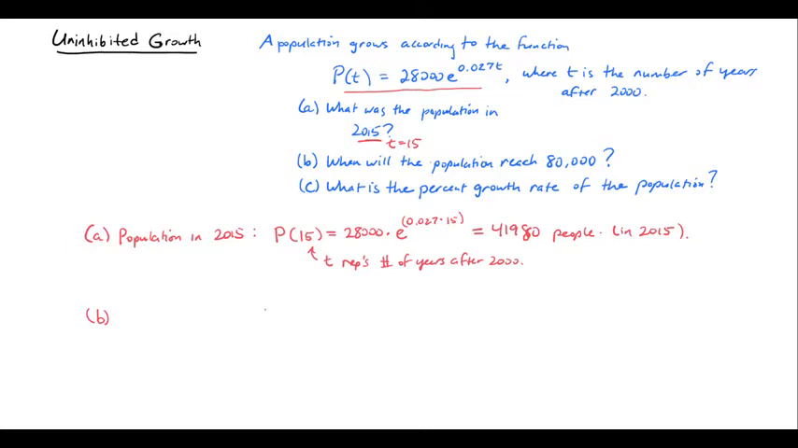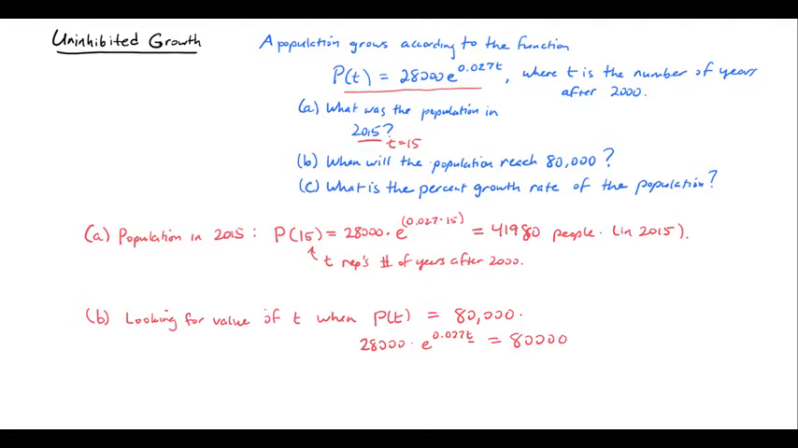Let me write this down. Looking for a time, for the value of t when P of t equals 80,000. All right, but we're given a formula for P of t. That formula is 28,000 times e to the 0.027t, and we want all of that to equal 80,000, and we want to find what the value of t is when that occurs.